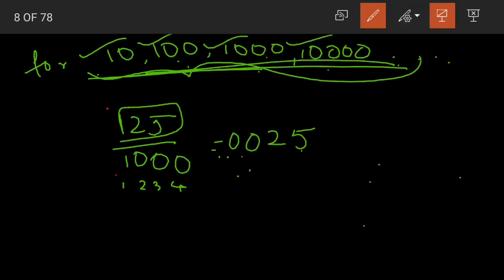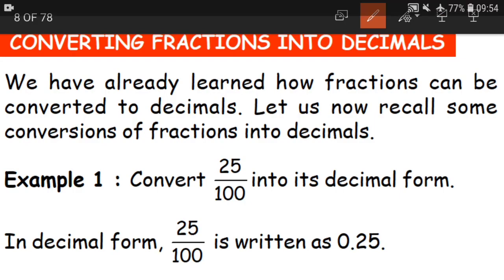Now where to put the decimal point, children? Wait a minute. In 1000 we are having 3 zeros. So count 3 digits from the right side and then place the decimal point after them. Or else again, if you write 1000 above the number, zeros end here, so put the decimal here. 25 by 1000 is equal to 0.025. Understood, children?